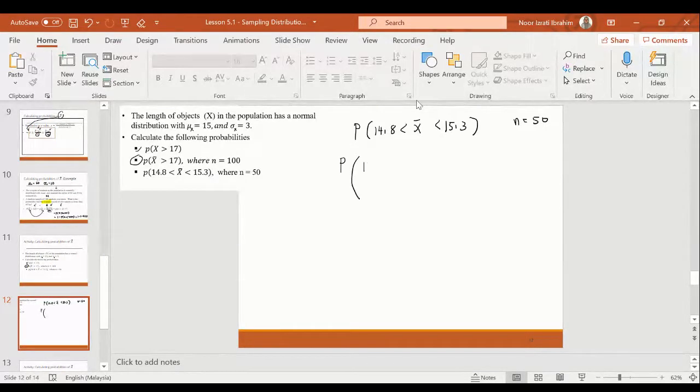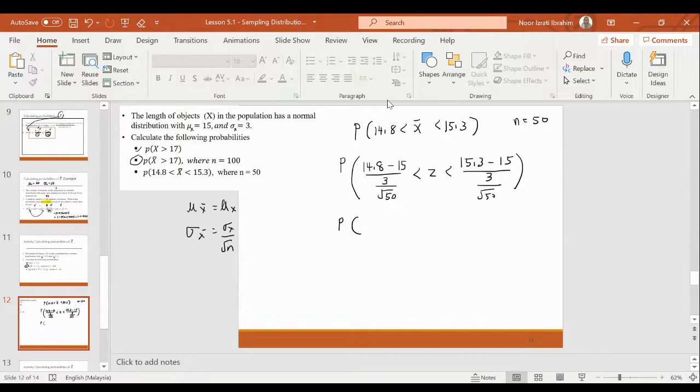It will be equal to 14.8 minus the mean 15, because mu of x bar is the same as mu of x, divided by the standard deviation of x over square root of 50 to get the standard deviation for x bar. And the other side will be 15.3 minus 15 divided by 3 over square root of 50. Then this will give us 0.47.